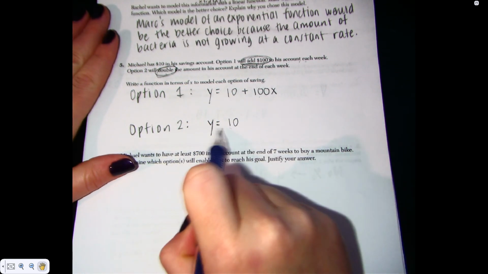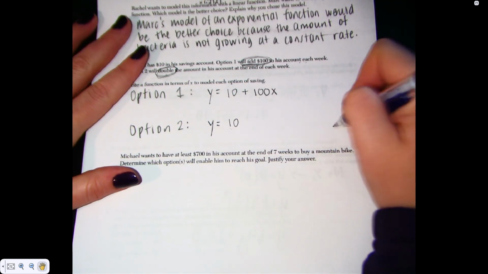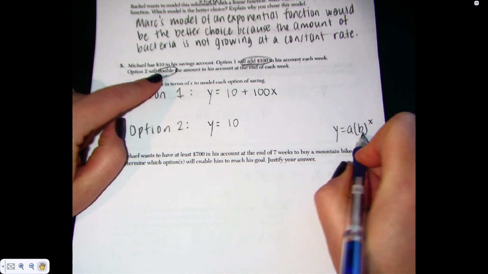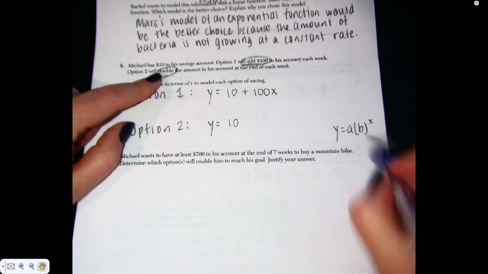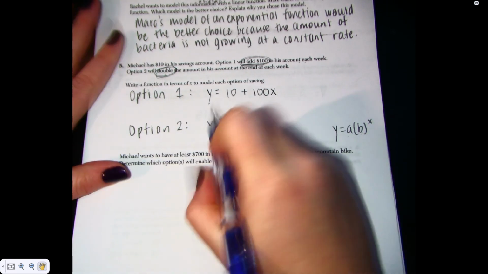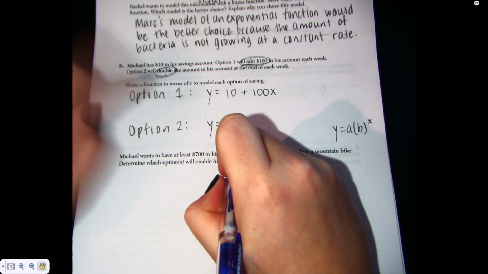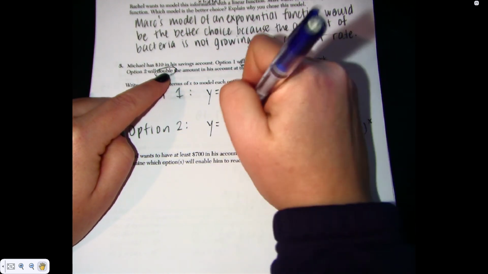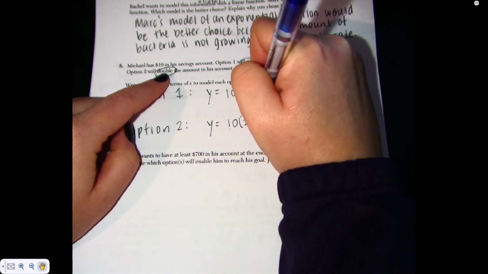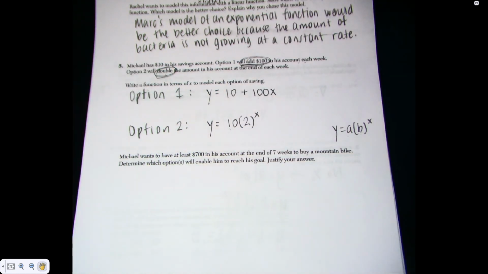Option 2 is my exponential. So to remember, it would be Y equals A times B to the X because I'm using a word like double, no percent. B is what I multiply by. A is where I start. So Michael starts with $10 and it will double. So double means multiply by 2 each week. Okay, there is my 2 equations.